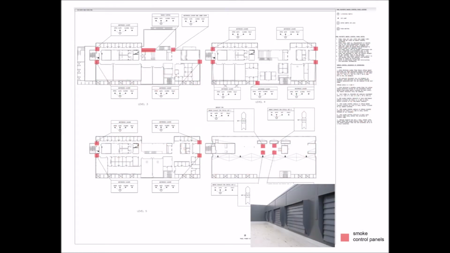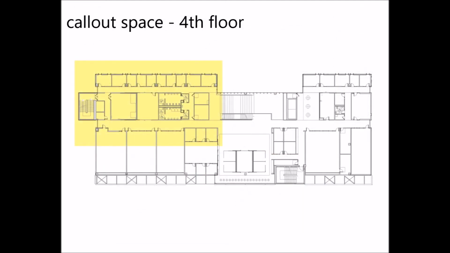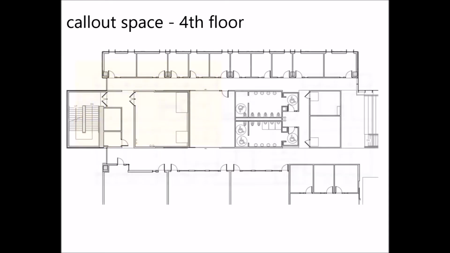Also located on the 3rd, 4th, 5th, and rooftop levels are smoke trap control panels that swing open to let any smoke escape as it rises to the upper levels. We chose a space on the west side of the 4th floor to give more details on how the different systems interact in a specific area.